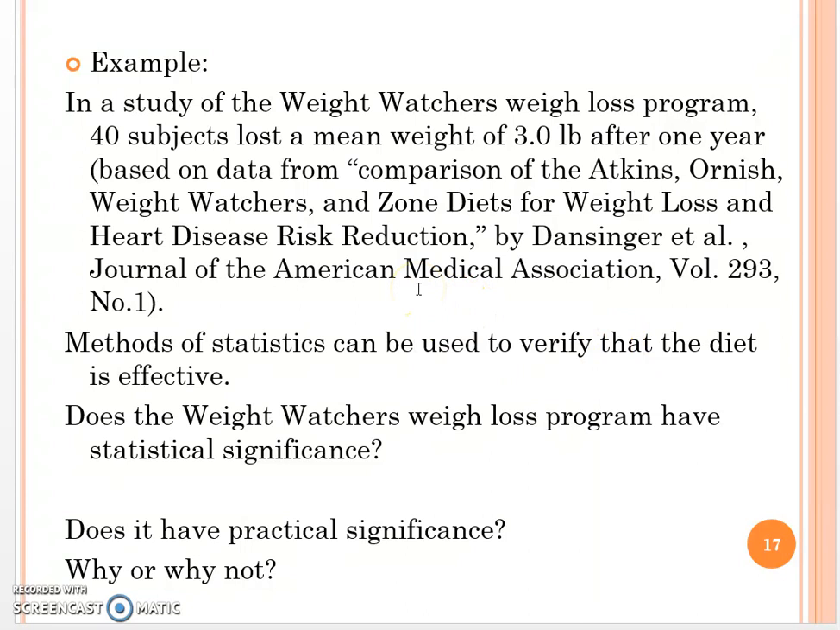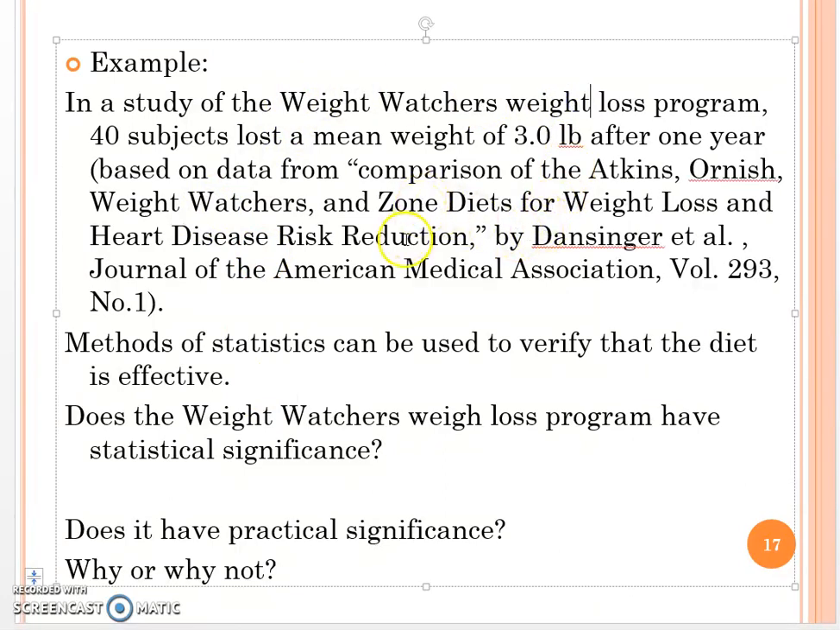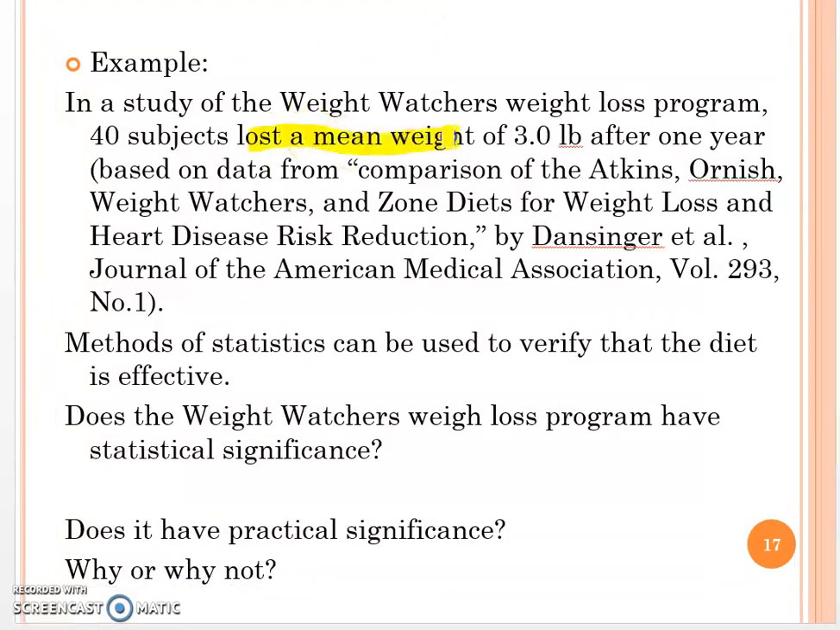You may take a pause to read the problem and we'll come back. Okay, so you must have read the problem. Let's talk about the Weight Watchers weight loss program, right? And it says on average, 40 subjects lost a mean weight of 3 pounds after 1 year. And methods of statistics can be used to verify the diet is effective.